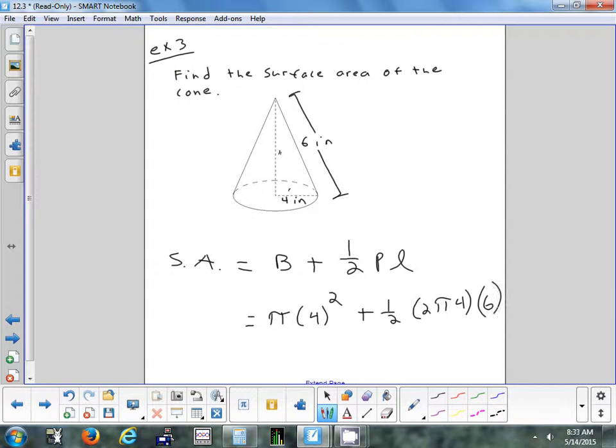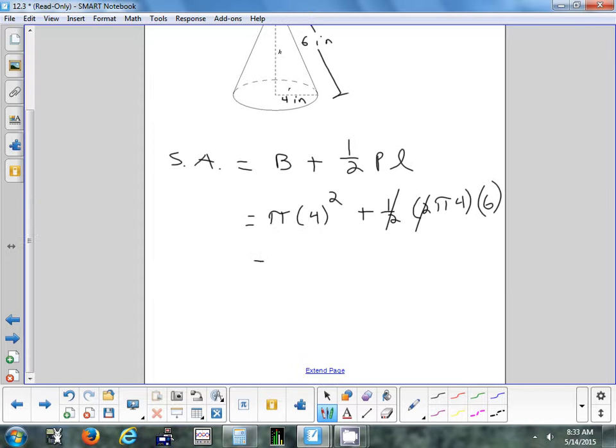Last thing I need is the slant height. This time they gave it to me. What if they had given me the height? What would I have to do first? Pythagorean Theorem. Yep. If they gave me the height, I'd do Pythagorean Theorem to get the slant height. Okay, if we leave this first part in terms of pi, Ariel, what do you get? 16 pi. Yeah, you just get 16 pi. Okay, so if you want to leave it in terms of pi, that's fine. If you want to round it to a decimal at the end, we can do that too.